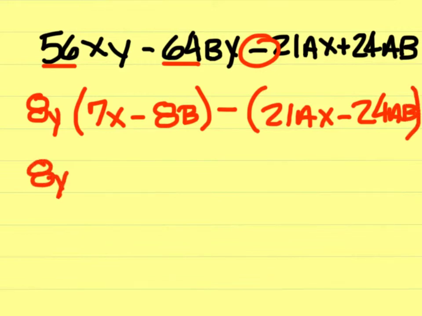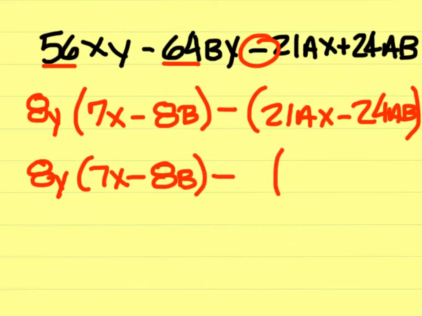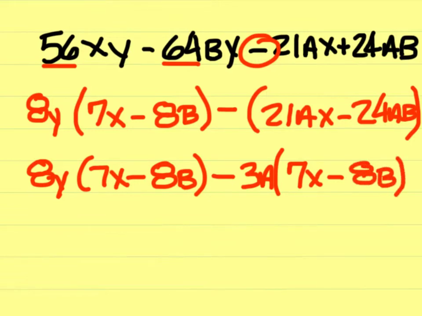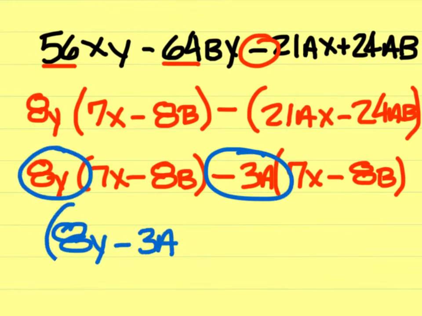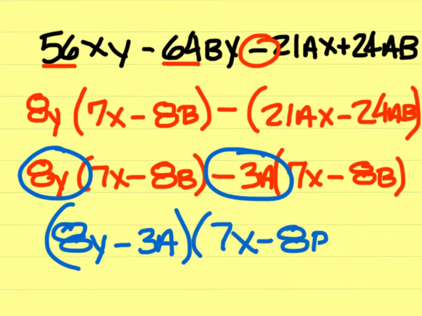Recopy the front half and then factor out on the back half. You can take out a 3a from both of those and be left with 7x minus 8b. For the final answer, you're going to need this one and this one: 8y minus 3a and then 7x minus 8b.